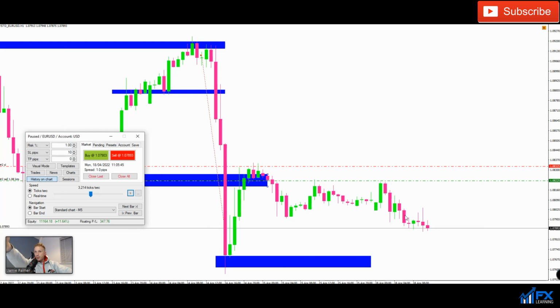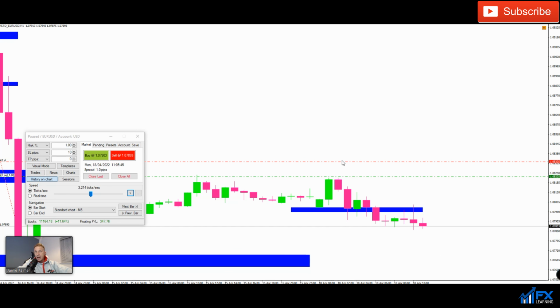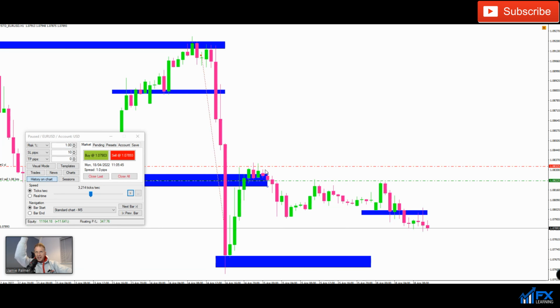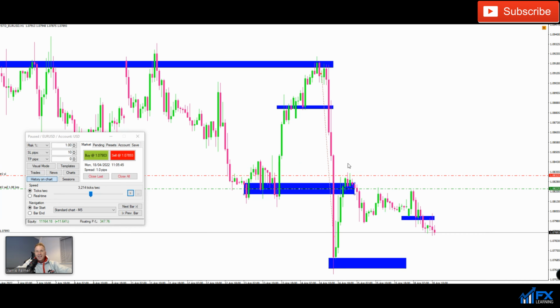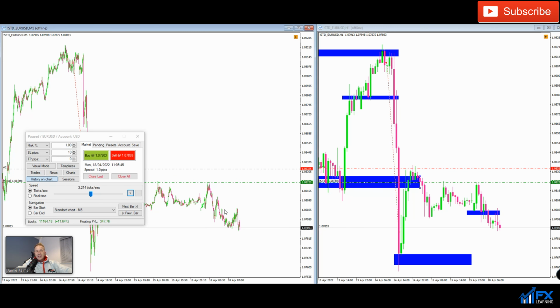Okay, there we go. There's the pullback. And where did it pull back to? To previous structure. Just there. See that? Again, could be another entry point down. But obviously, we're already in the trade, way up here. So, you know, we're literally up 11% on one trade. But yeah, that's pretty much it, right? Obviously, I'm targeting the bottom of the zone.